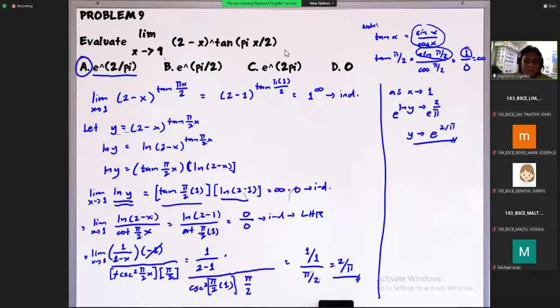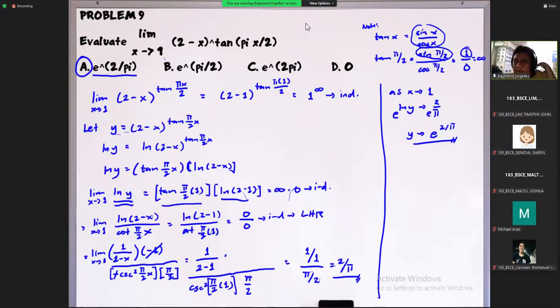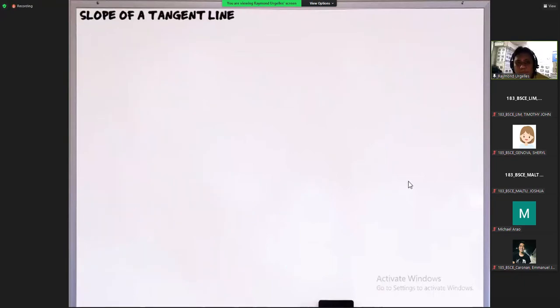Recording in progress. Okay. So let's continue. Again, the discussion natin, this time pupunta na tayo dun sa ilang applications of differential calculus. Isa sa mga main application of differential calculus, or actually ito yung definition, or yung pinakagamit ng derivatives natin, is the slope of a tangent line.